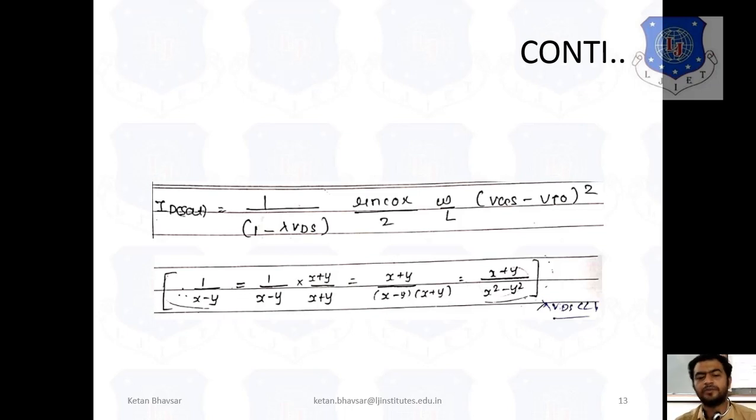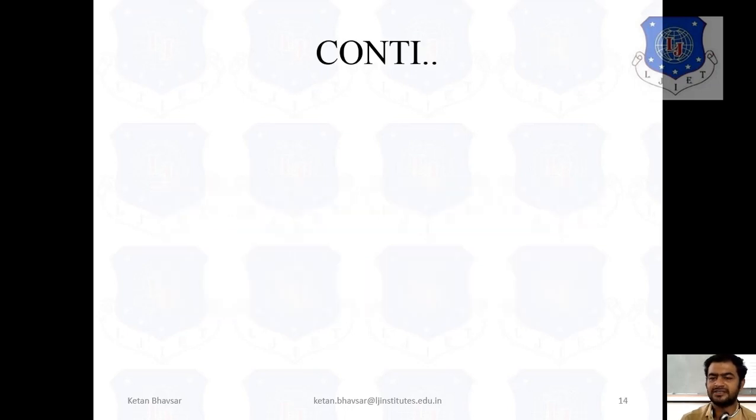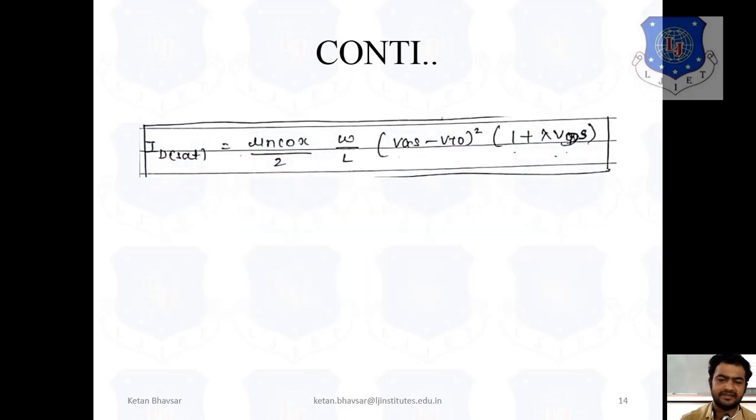Similarly, if you also have to prove the channel length modulation equation, delta L or L dash, then you have to write down the equation for ID saturation: 1 divided by 1 minus lambda VDS, into mu n Cox by 2, W by L, (VGS minus VTO) whole square. So the equation looks like this. Finally, ID saturation is equal to mu n Cox by 2, W by L, (VGS minus VTO) whole square, into (1 plus lambda VDS). So due to the channel length modulation, the saturation current increases slightly.